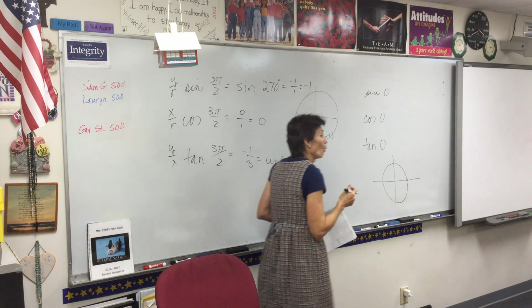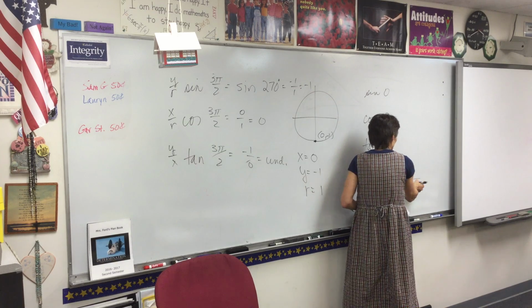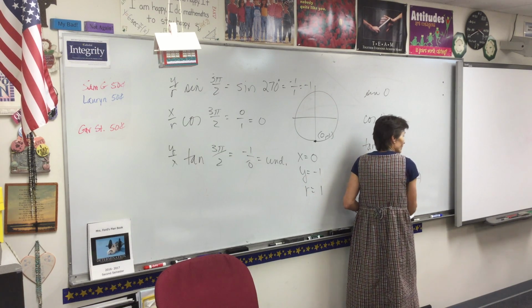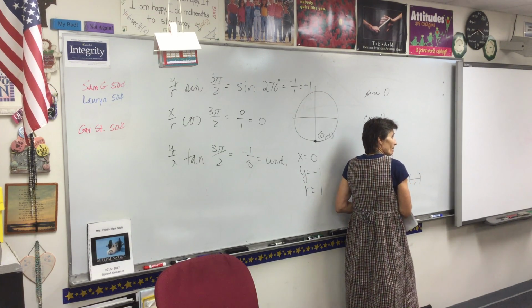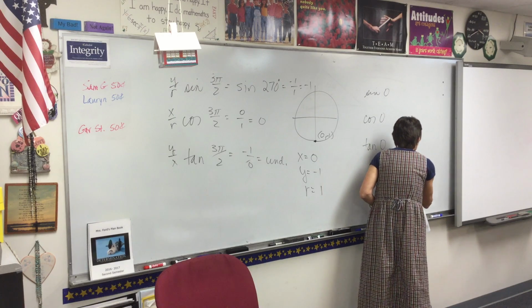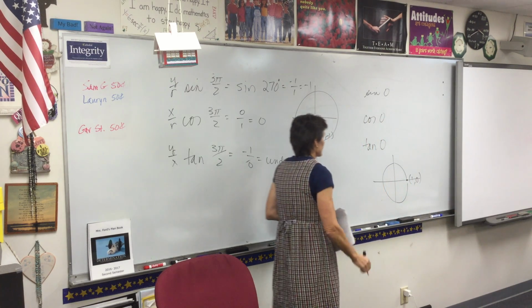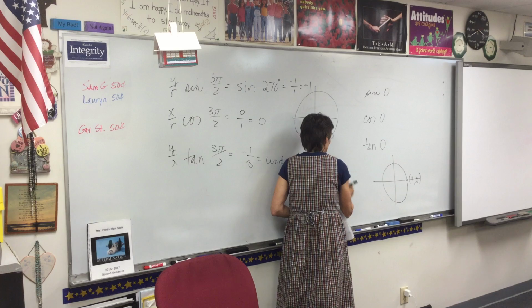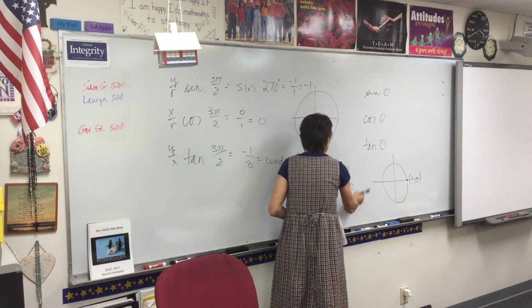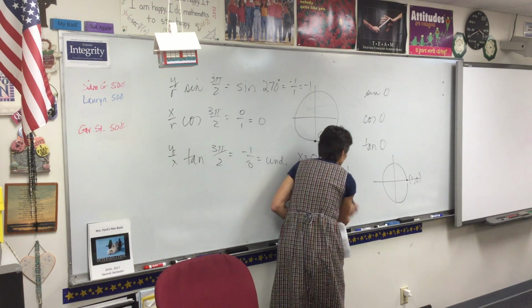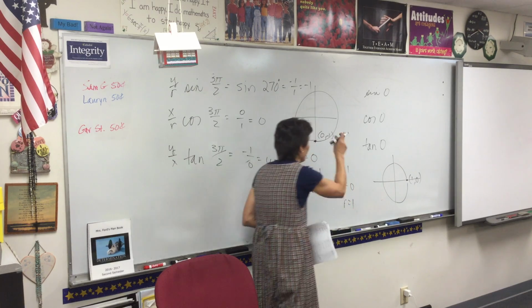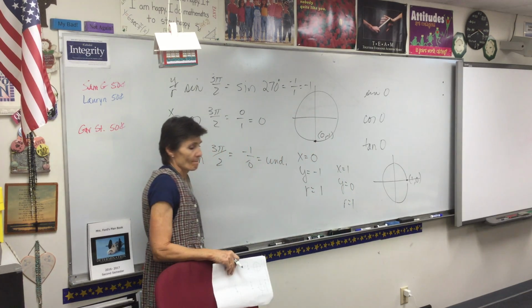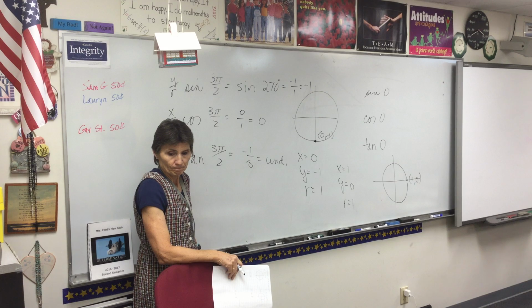What are the coordinates of this point? What is the x, y for this point? 1, 0. Yeah, that's exactly right. It's 1, 0. So x is 1, y is 0, r is... What am I thinking? r is 1. Fill in your values.